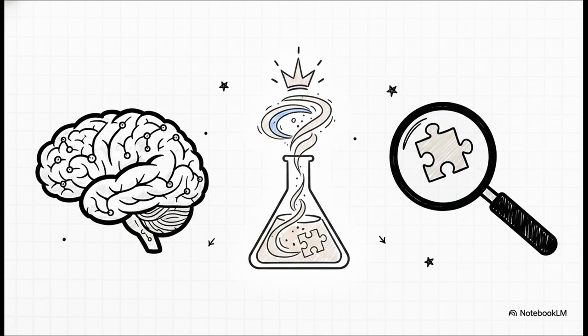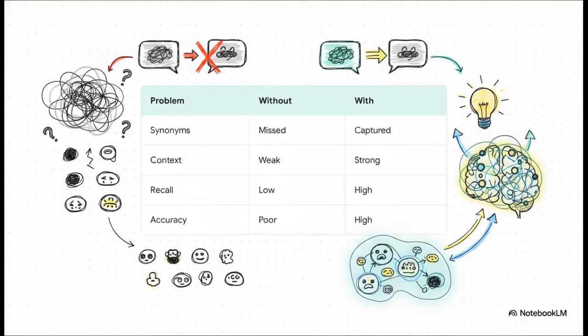It literally gives you the absolute best of both worlds. And this brilliantly illustrates why getting that choice right is so transformative for performance. Just look at the massive upgrade across the board here. Without a solid semantic embedding, synonyms are completely missed, your context is incredibly weak, and both your overall recall and accuracy are just plain poor. But with it, you capture all those subtleties, the context becomes super strong, and your system starts to feel genuinely intelligent because it actually understands the user's intent.